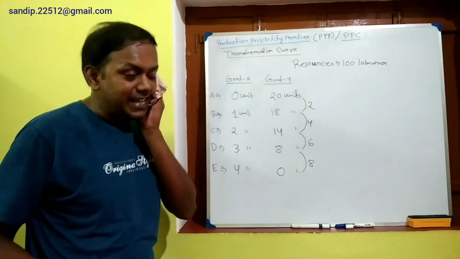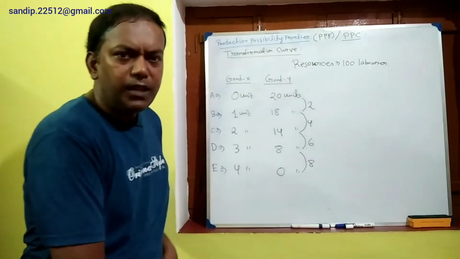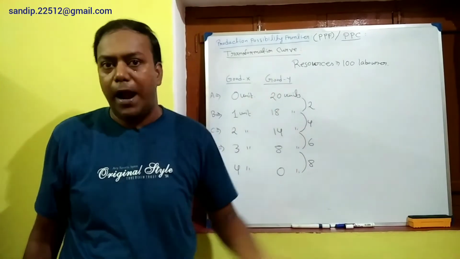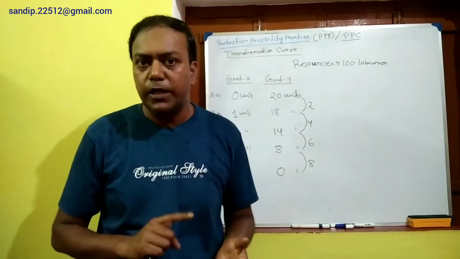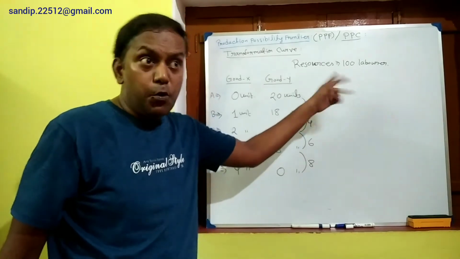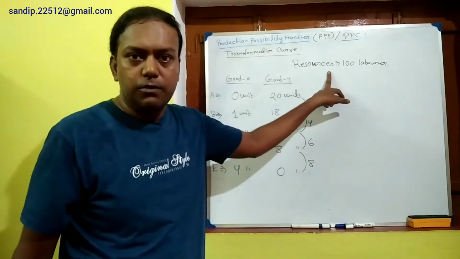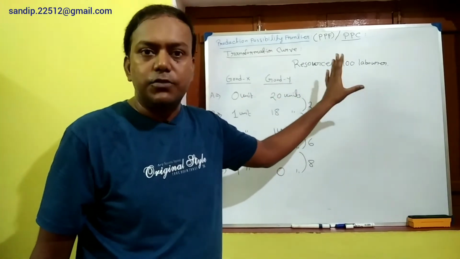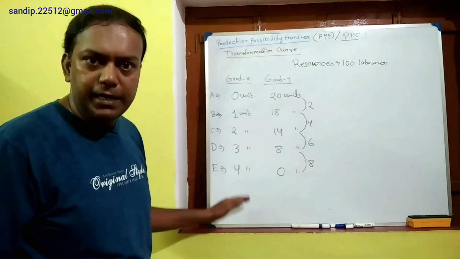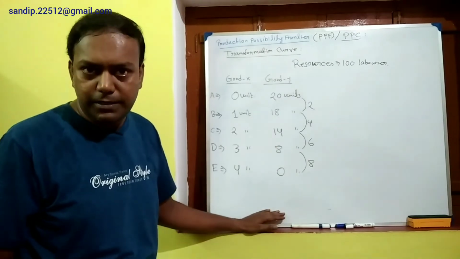For your understanding, I have assumed that as resources are fixed, the producer can't produce both goods in more quantity. Producer can't produce both goods in more quantity because resources are fixed. If the producer wants to produce both goods in more quantity, then he has to increase the resources. But if I assume that resources are fixed, then whenever production of one commodity increases, obviously the production of the other commodity must decrease.